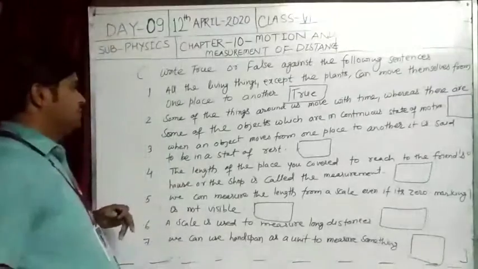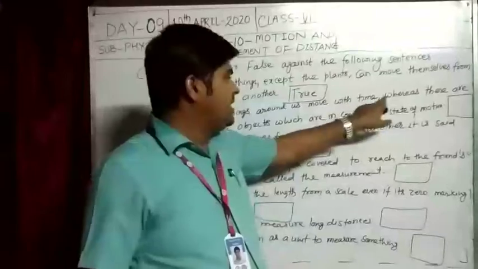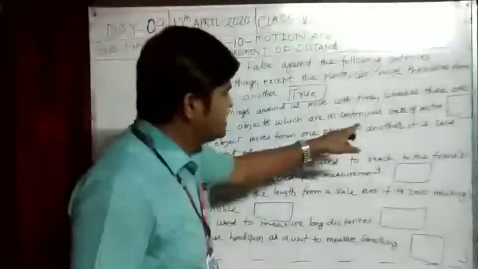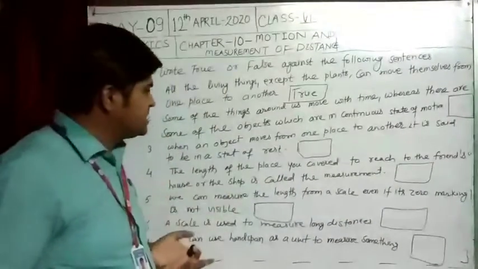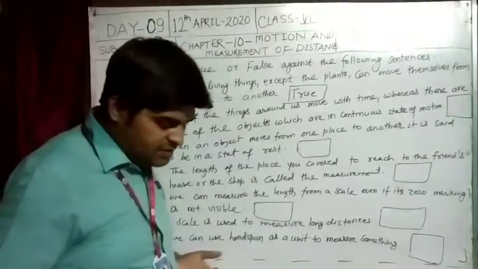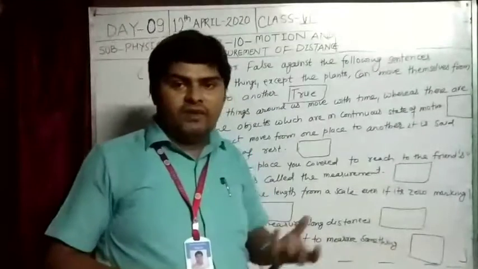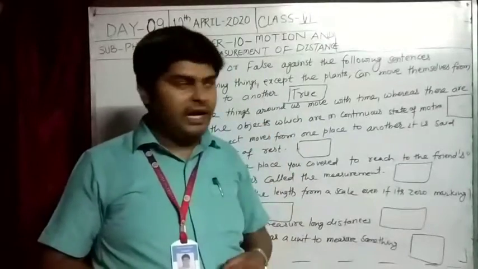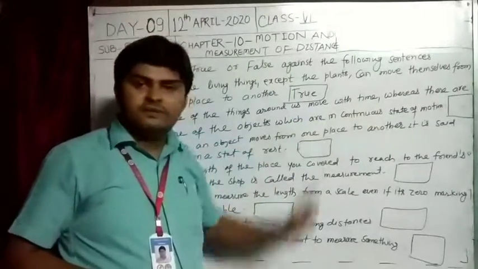Now see question number 2. Some of the things around us move with time, whereas there are some of the objects which are in continuous state of motion. It is also a true statement, because some of the things around us move with time, like animals and human beings, but the hand of a watch, like the second hand, moves continuously with time. That means continuous state of motion. So it is also a true statement.